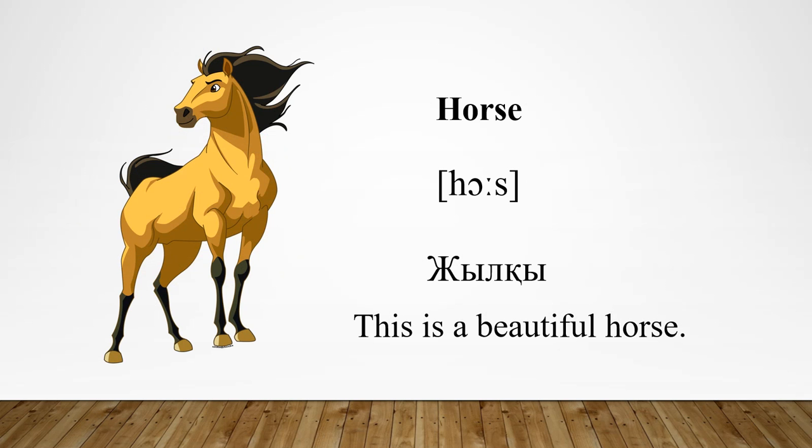What is it? It is a horse. Repeat after me 3 times. Horse, horse, horse. For example, this is a beautiful horse. Horse жылқы дегенді білдіреді.